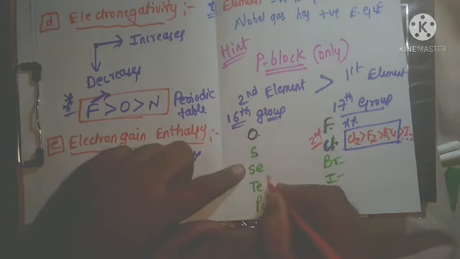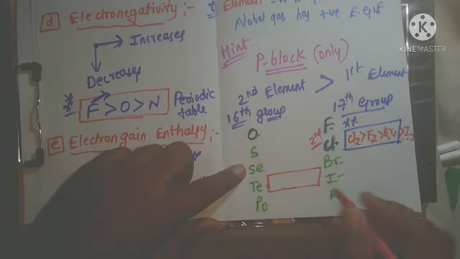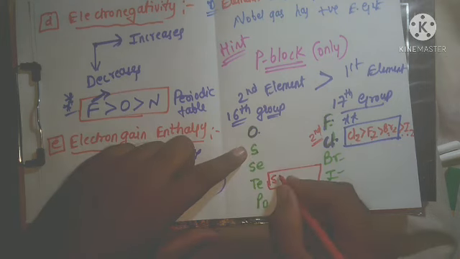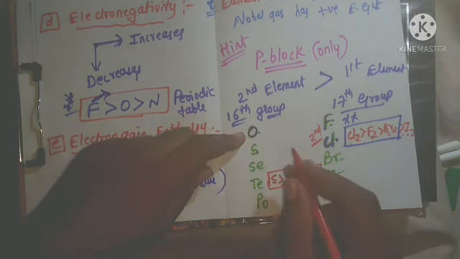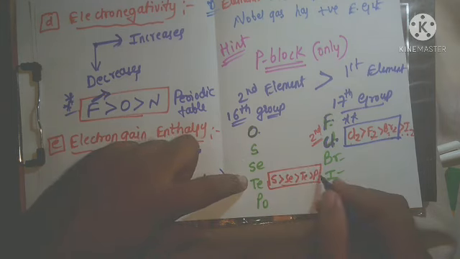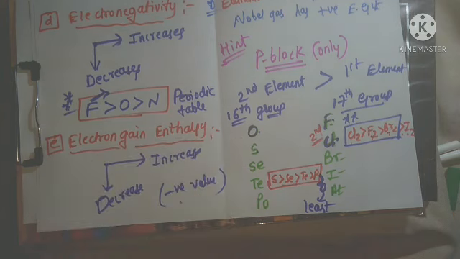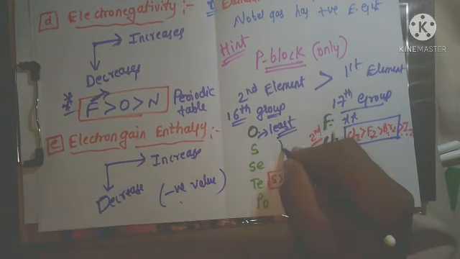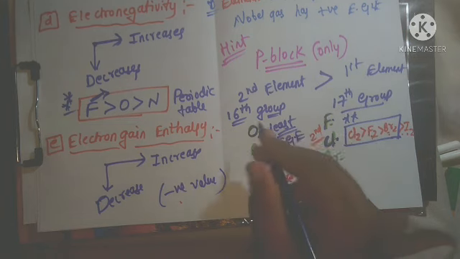For the 16th group it is somewhat different. Sulfur, the second element, has the most electron gain enthalpy. Next come selenium, tellurium and polonium, and the last one is oxygen. Oxygen has the least electron gain enthalpy in the 16th group.